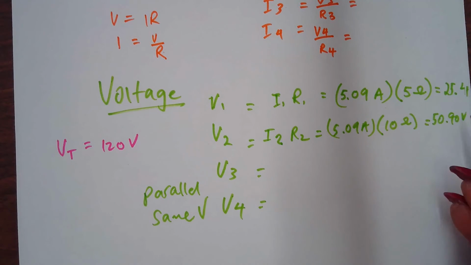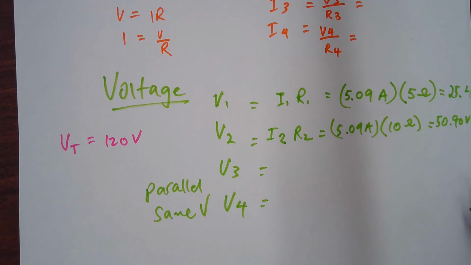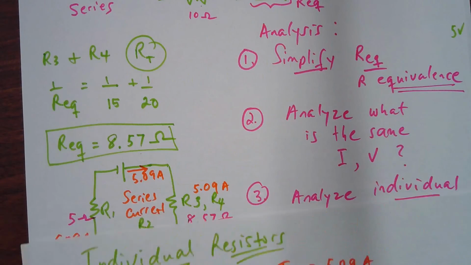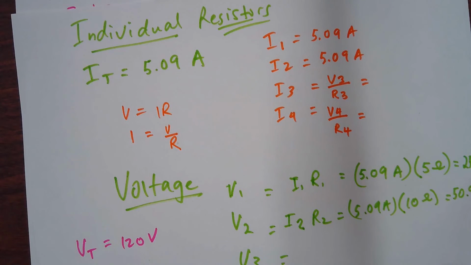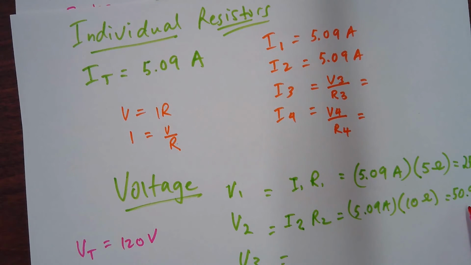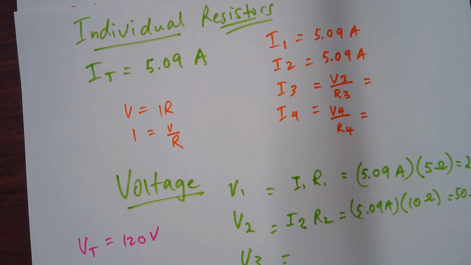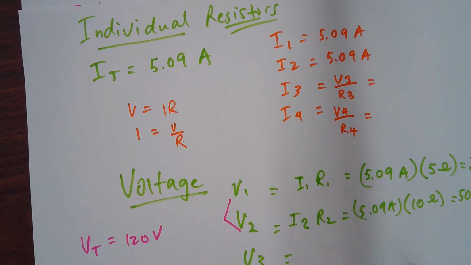Hold on to that one for a second. That's wrong. Never mind. They give me 120 volts, right? 120 is the whole thing, right? So here's what happens. R1 is going to take 25.45 volts. V2 is going to take 50.90 volts. How much volts together?